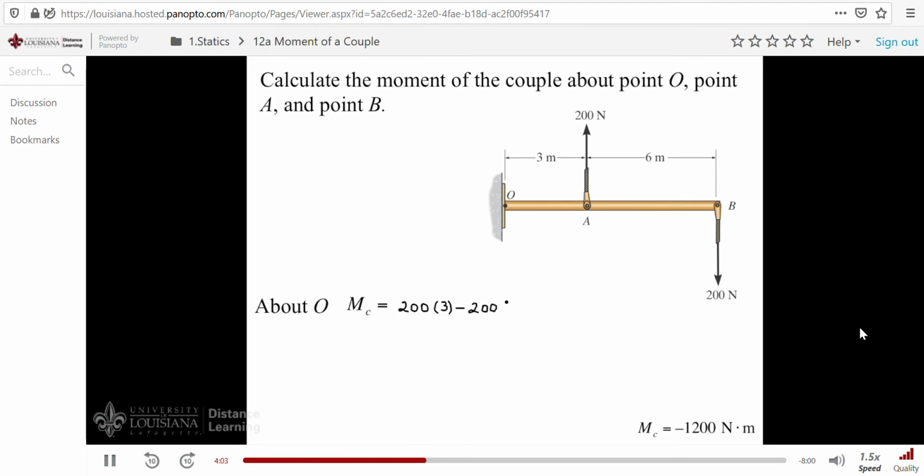And here the moment arm is equal to 9 meters. When I work this out, the result turns out to be minus 1200 Newton meters. In other words, the couple moment is directed into the screen.